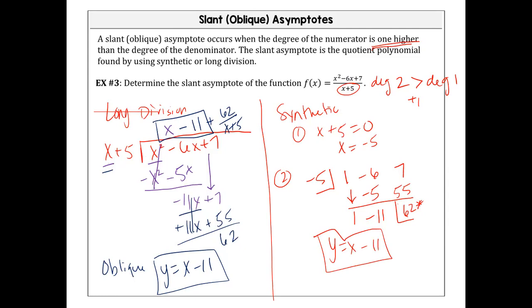Which one is your choice? Synthetic is usually mine too. I don't blame you. You multiply diagonally, write the product, add vertically, find the sum, multiply, product, add.